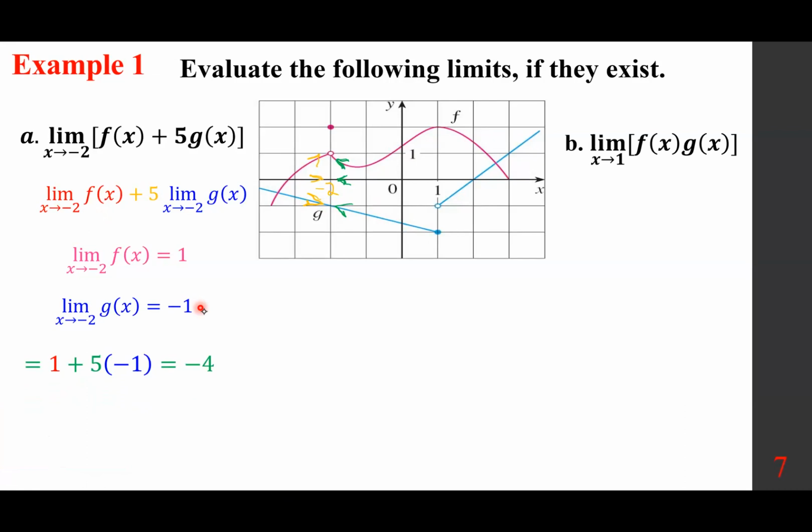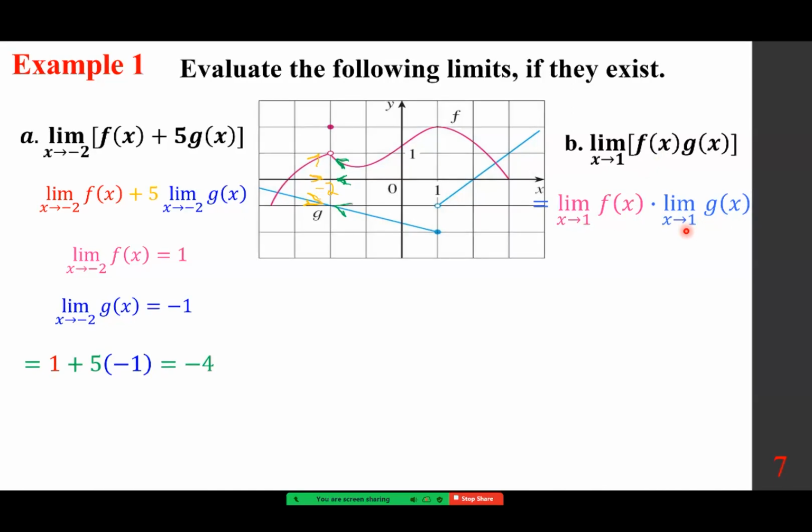The limit of f of x times g of x as x approaches 1. Again, let's separate them into two pieces. The limit of f of x as x approaches 1 times the limit of g of x as x approaches 1. Can anybody tell me what's the limit of f of x as x approaches 1?